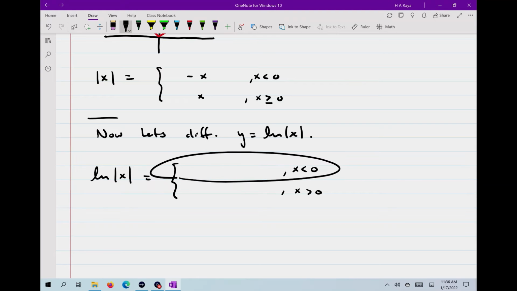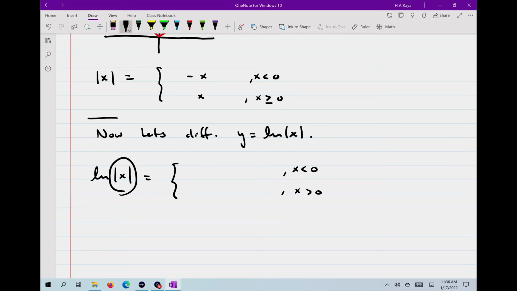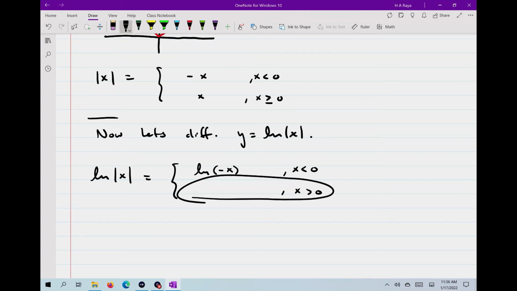When your x's are negative, we said above that we can replace the absolute value of x with a negative x. So instead of the natural log of the absolute value of x, we can replace that with simply the natural log of negative x. When your x's are positive, we said that we can replace the absolute value of x with simply x. So we can write this as the natural log of x.